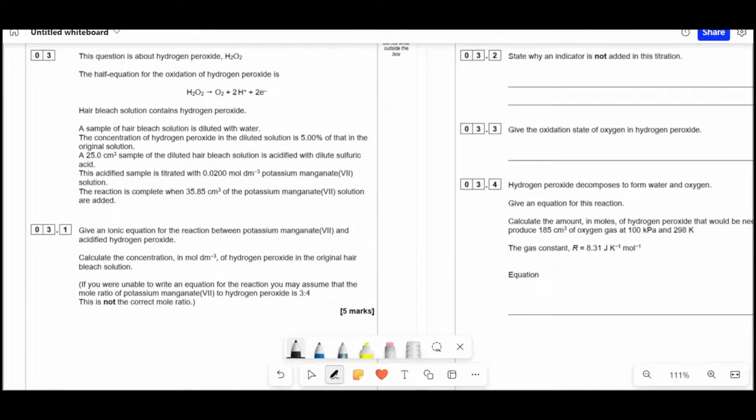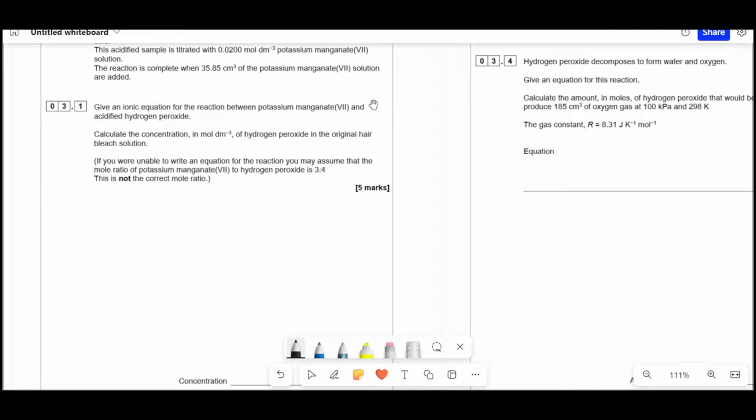Cool. So then the next one we have, this question is about hydrogen peroxide, H2O2. The half equation for the oxidation of this is given. Hair bleach solution contains hydrogen peroxide. A sample of hair bleach is diluted with water. The concentration of hydrogen peroxide in the diluted solution is 5% of the original solution. 25 centimeter cubed of the dilute bleach solution is acidified with dilute sulfuric acid. The acidified sample is titrated with potassium manganate solution. The reaction is complete when this much potassium manganate is added. Give an ionic equation for the reaction between potassium manganate and the acidified hydrogen peroxide, and then calculate the mole per decimeter cube concentration of hydrogen peroxide in the original hair bleach solution.